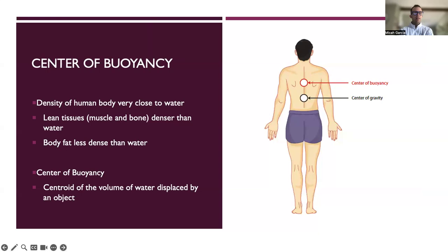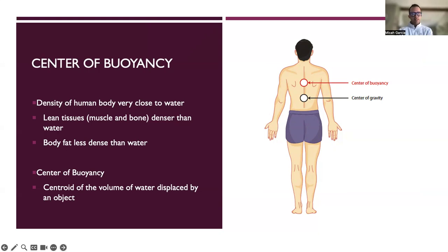For humans, our center of buoyancy is located superior to our center of gravity. And the density of the human body ends up being very close to that of water. But what we find out is that lean tissues, such as muscle and bone, are going to be more dense than water, whereas body fat is going to be less dense than water. So this is why you may have heard that people with a higher body fat content are more likely to float, because that body fat is less dense than water.